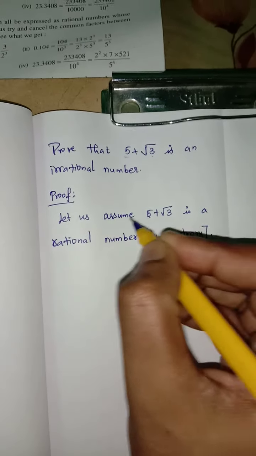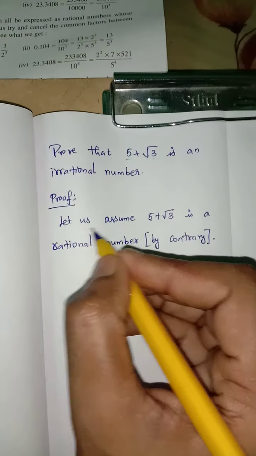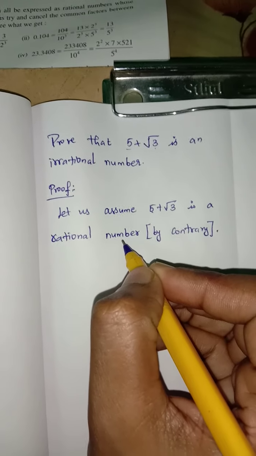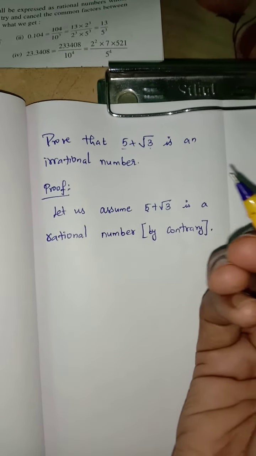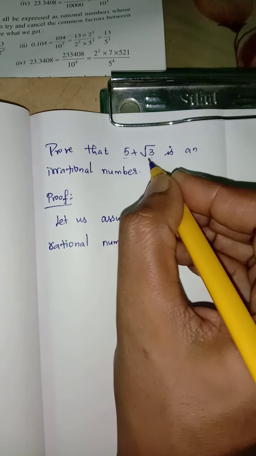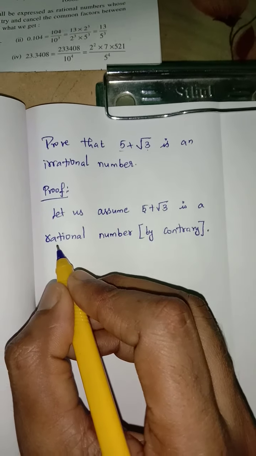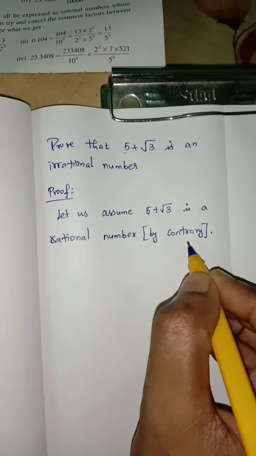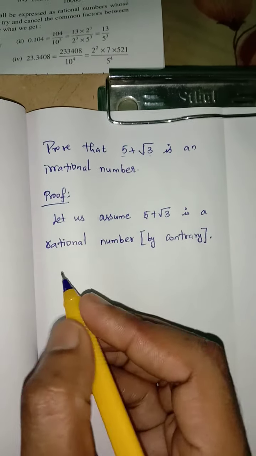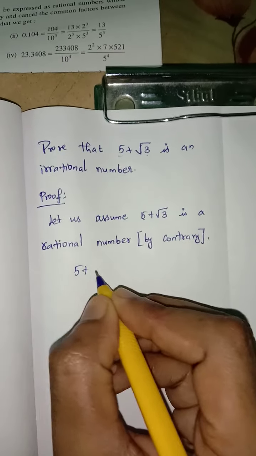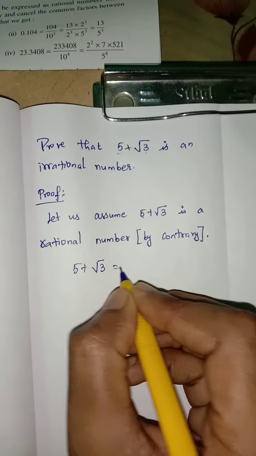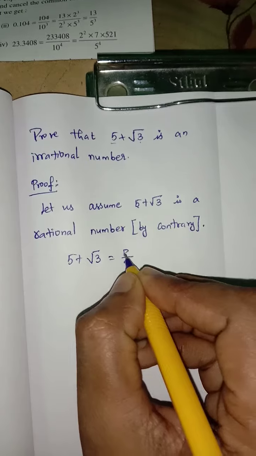So if the question is given like this, take the given number as a rational number first, by contrary, which means by opposite. We know it is an irrational number, but we are going to assume it is a rational number by contrary. So if it is a rational number, how can we express this as a rational number? Any rational number can be written in the form of p by q.